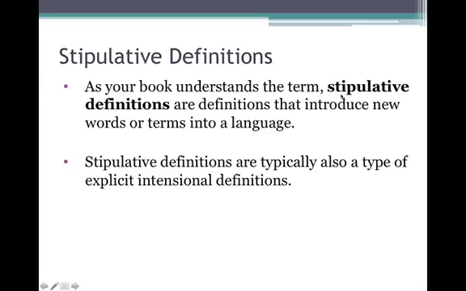But for now, we're going to go with the way your book uses this term, and it's a bit of a more narrow usage. I point that out just in case you run across the term somewhere else, that you'll be aware of what's going on. Stipulative definitions are also typically a type of explicit intentional definition.